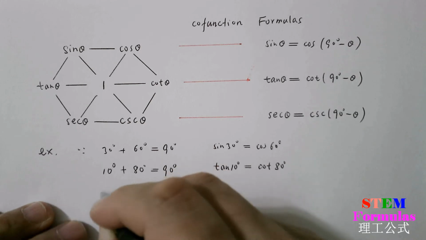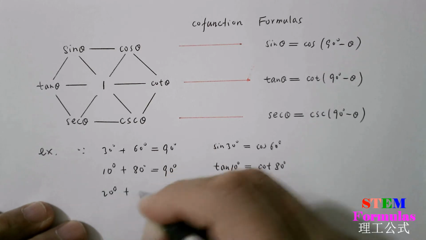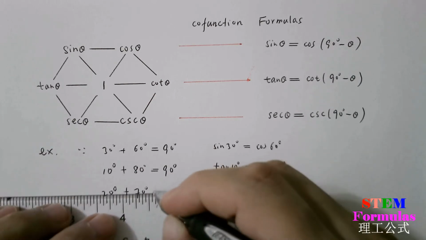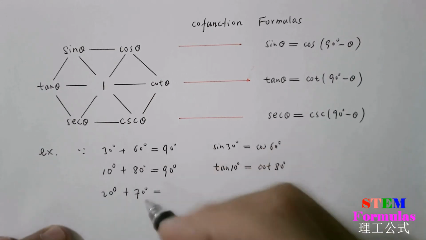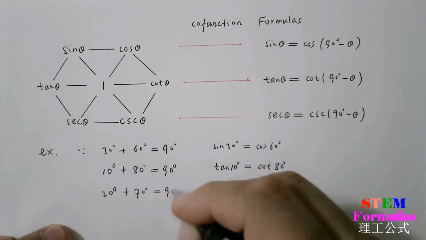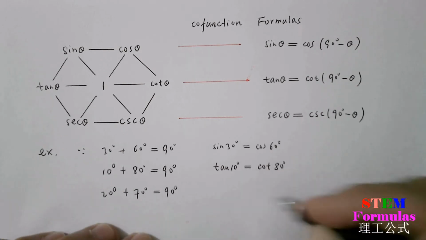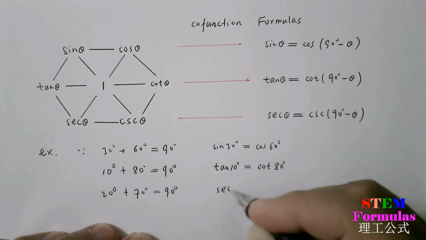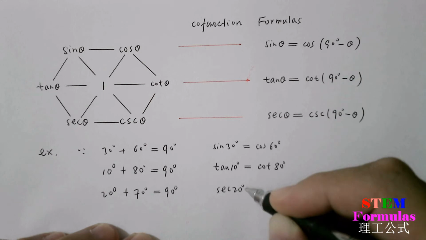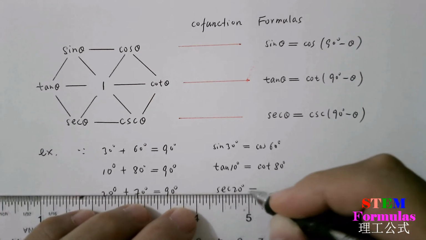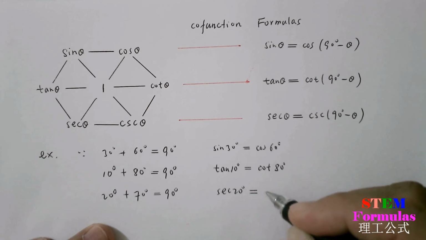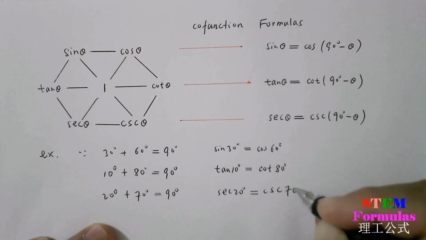Since 20 degrees plus 70 degrees equal 90 degrees. Therefore, secant 20 degrees equal cosecant 70 degrees.